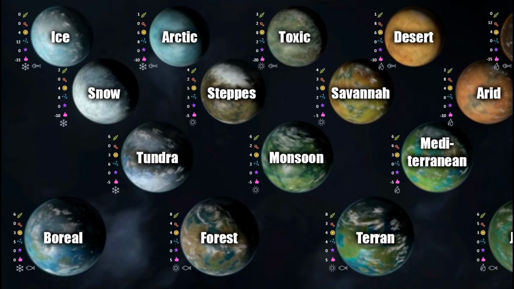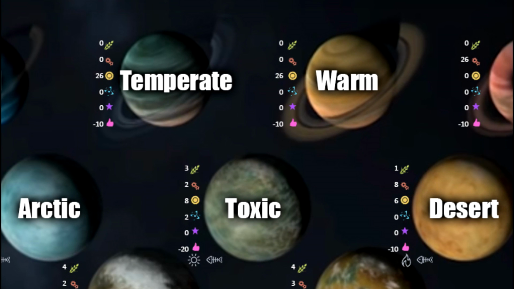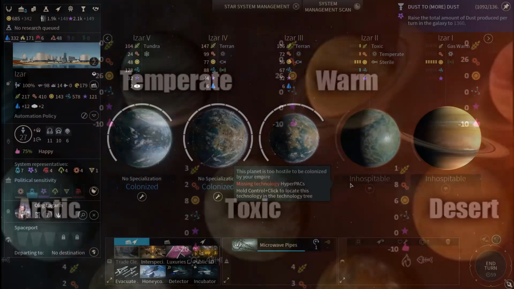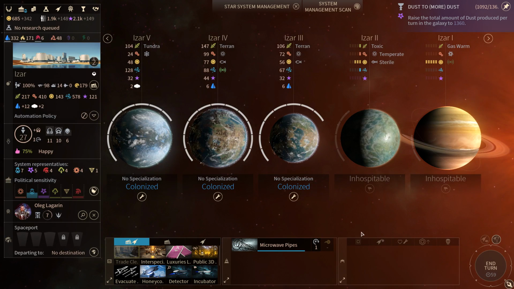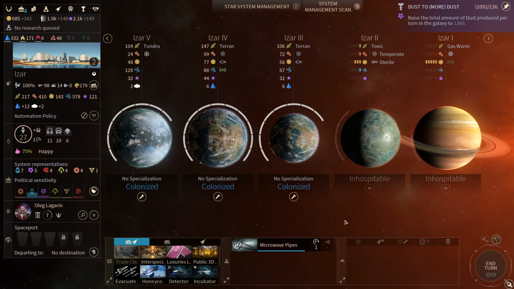So the dust is all fairly equal, unless you go to these gaseous planets, temperate and warm one, which give you 26 dust per population. One way that planets also differ from each other is their size, and this is in 5 different gradations. So it goes from tiny, small, medium, large, and huge. And you can see this by hovering over the planet.